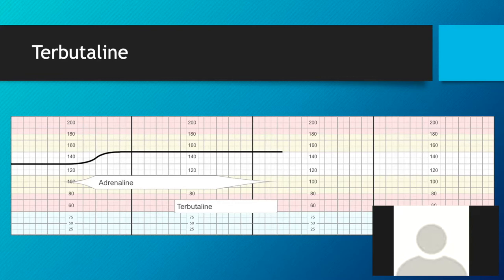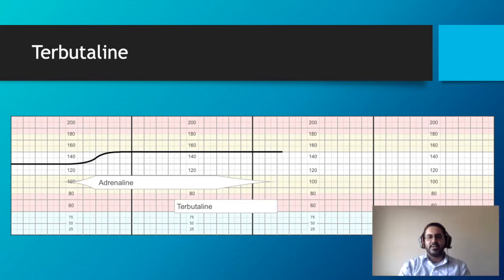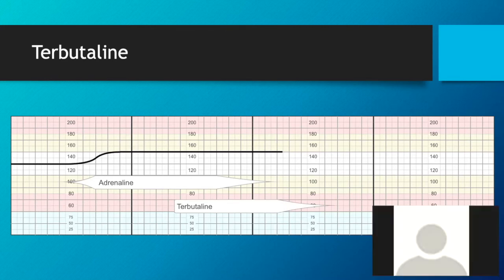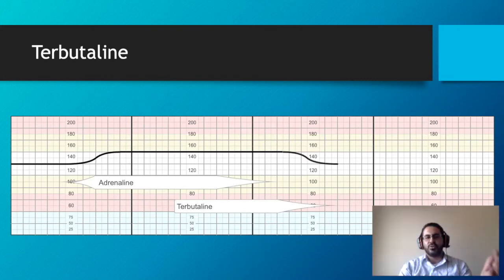Okay. But how long is the baby gonna stay tachycardic for? As long as the terbutaline is still running into the system. Okay. And terbutaline usually works for a good 2 hours. So after the terbutaline is worn off, that's only when the baby's heart rate is going to settle back down.